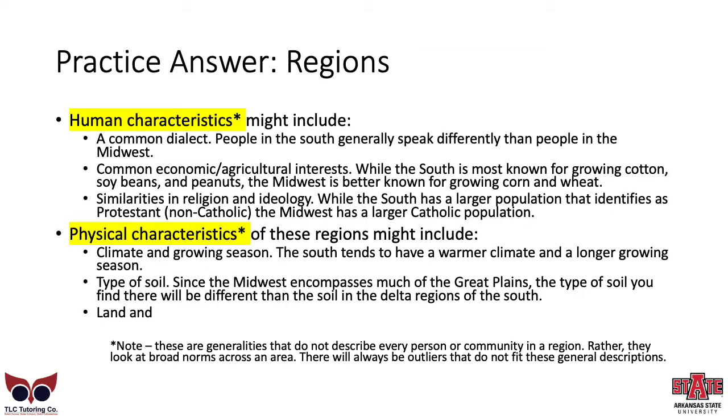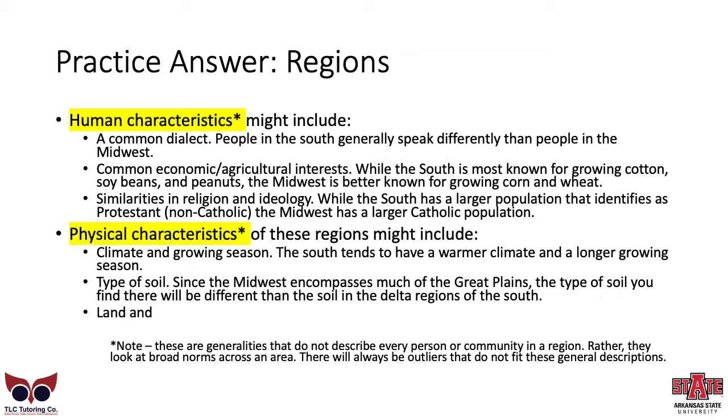Practice answer. Regions. Human characteristics might include a common dialect. People in the South generally speak differently than people in the Midwest. Common economic and agricultural interests. While the South is mostly known for growing cotton, soybeans, and peanuts, the Midwest is better known for growing corn and wheat.